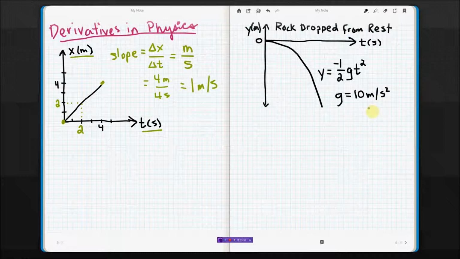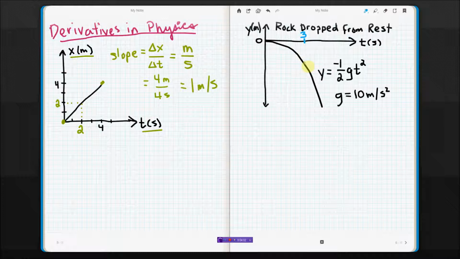So what if I wanted to know how fast the rock was falling at, say, let's just pick an x value. Let's say 3 seconds after I've dropped it. Well, I can figure out where it is by using this equation, plugging 3 in. I get 3 squared is 9, 9 times 10 is 90, half of that is 45, so it'll be negative 45 meters.